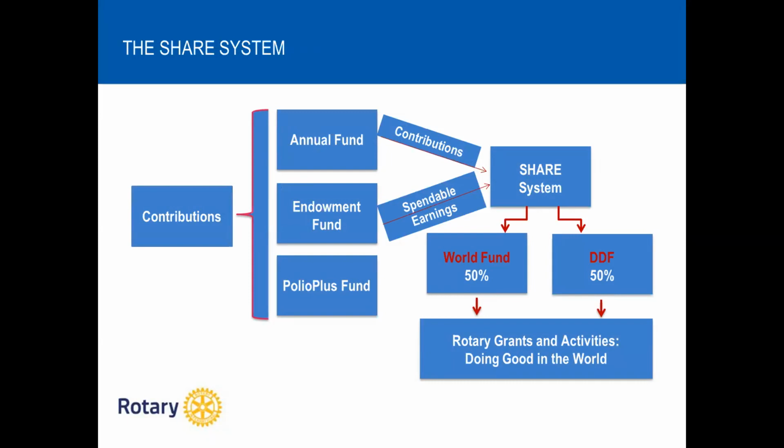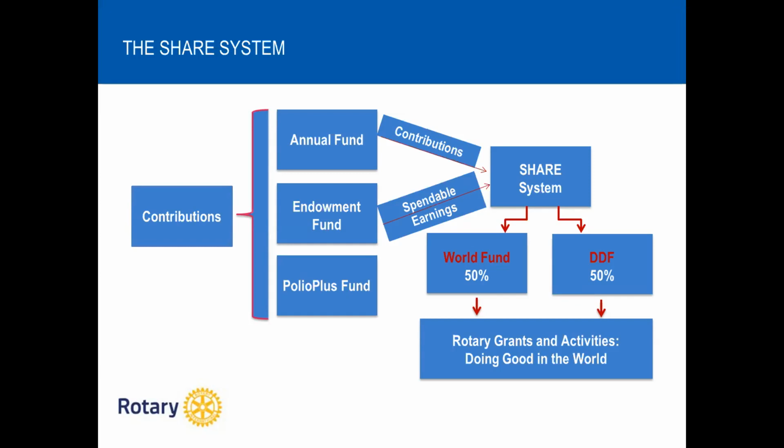So once these funds are in the share system, it divides the funds between the World Fund and District Designated Fund. All the funds are used for Rotary grants and activities that do good in the world. The trustees decide how the World Fund is spent, and our District Rotary Foundation Committee decides how its district designated funds are spent.